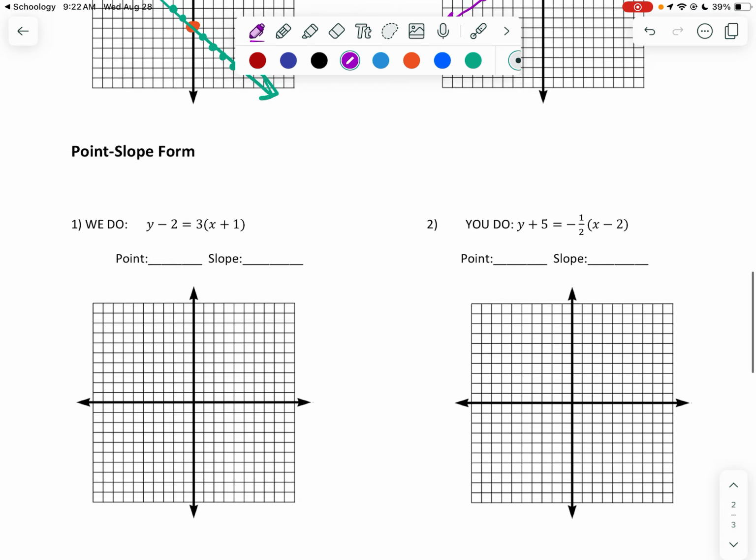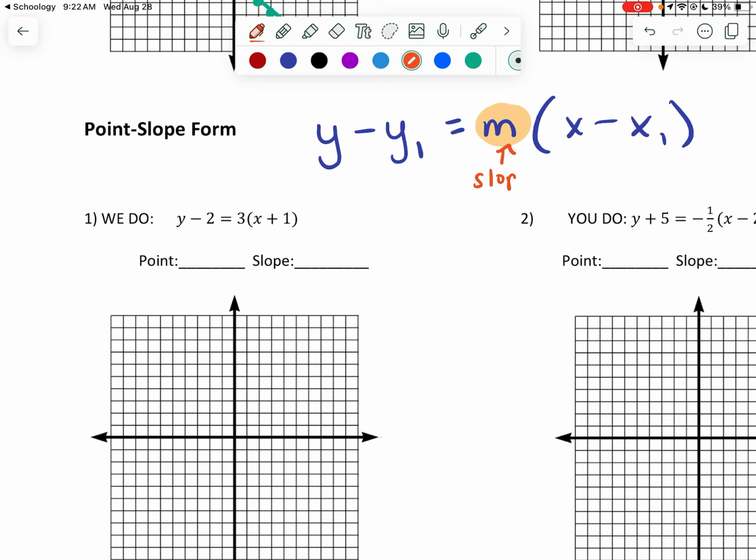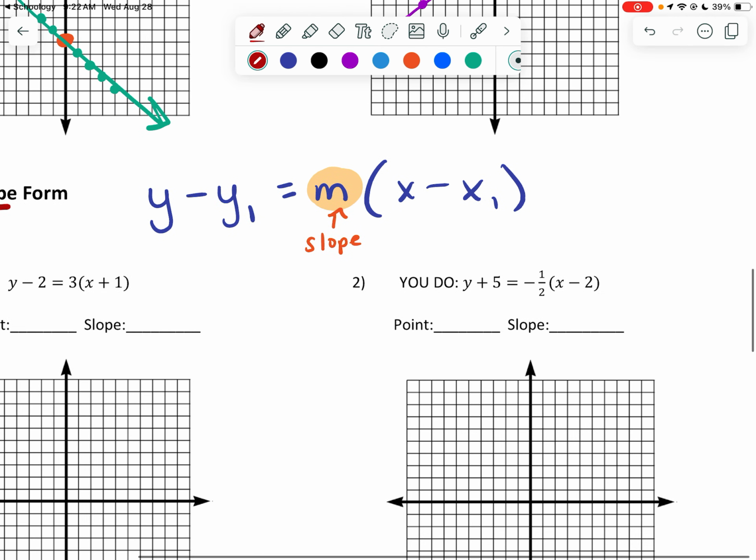All right, last form is point-slope form. This is the one that kind of gets forgotten about sometimes. It looks like this: y minus y1 equals m times x minus x1. M is always your slope. And it's in the name, point-slope form gives you the slope and a point. X1 and y1 are just a point on the line.